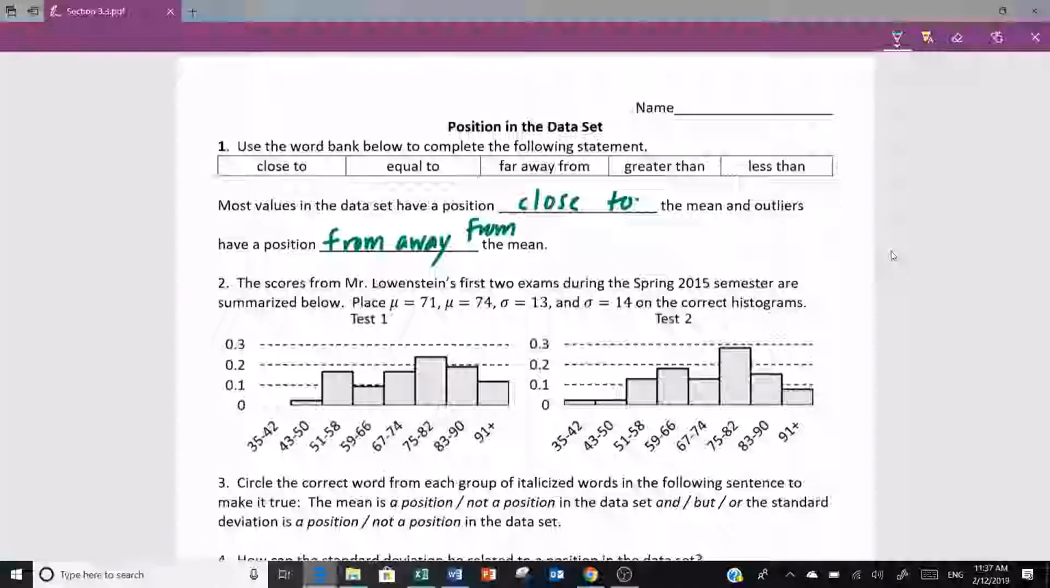So let's see if we can sort of guess which one has the mean of 71 and which one has the mean of 74. Same thing with the 13 and 14, and put them on these graphs. And these graphs come from previous test data. So again, we can work in our groups. And this one has more greater value, so that would have the higher mean.